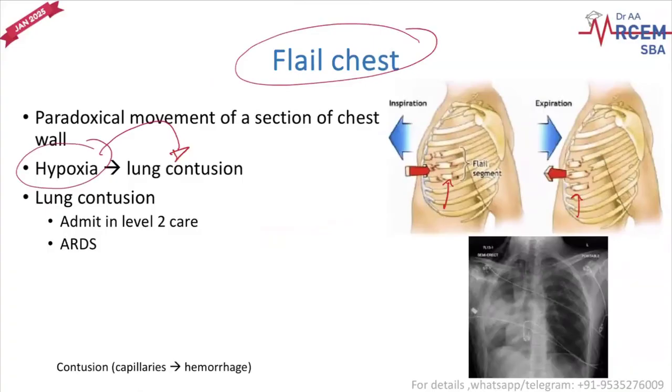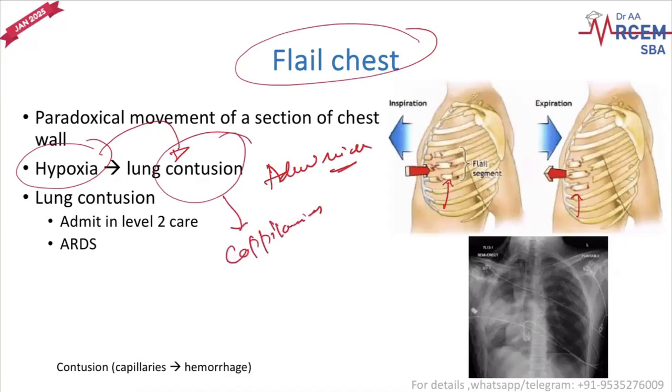If lung contusion is present, you need to always admit this patient. Admission is a must for a lung contusion. What is lung contusion, first of all? Lung contusion is nothing but capillaries which are leaking or oozing out. Capillaries have got injured. They are oozing out. Because of this oozing, there is some blood accumulation. This is known as contusion.